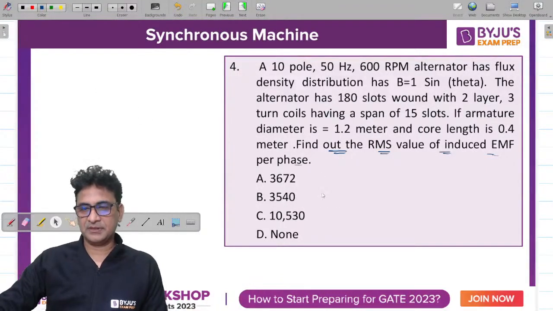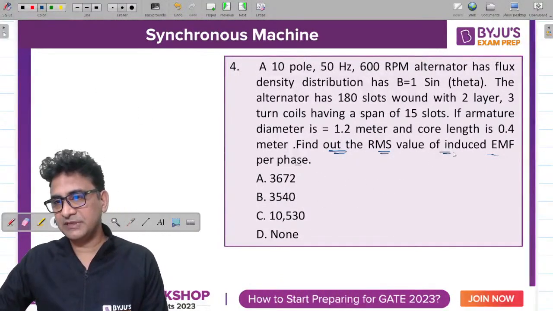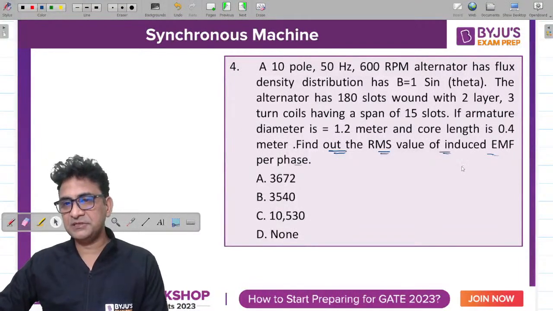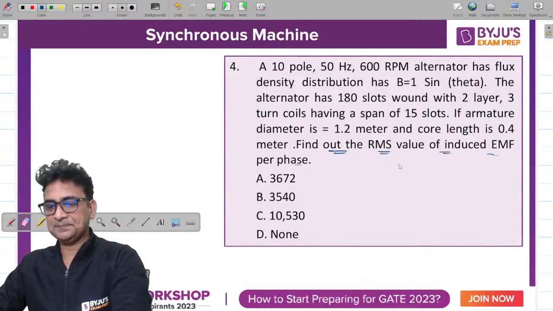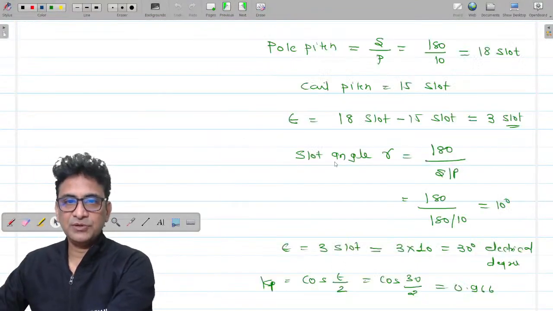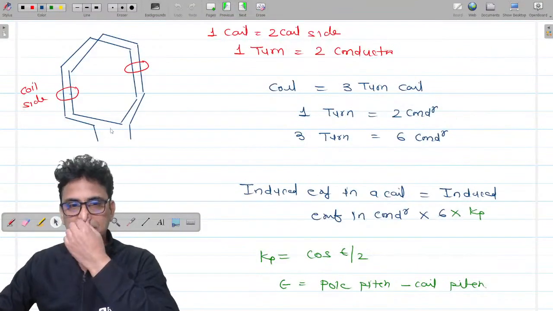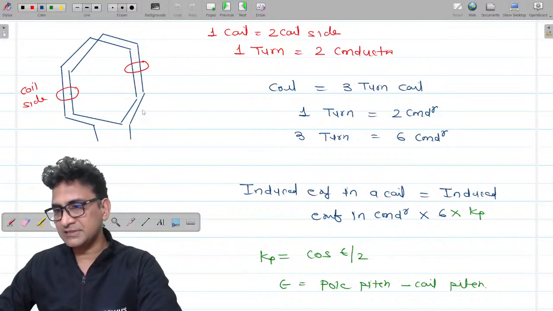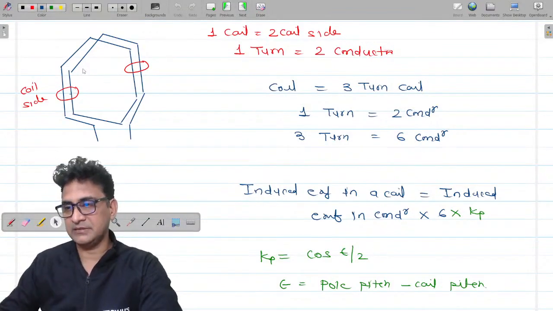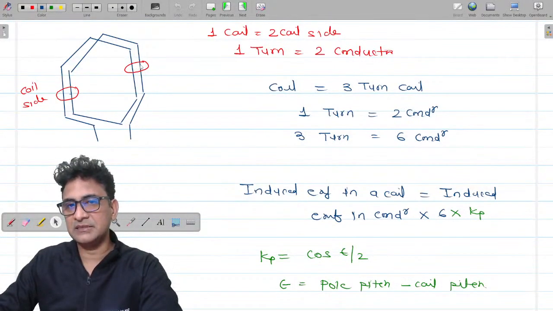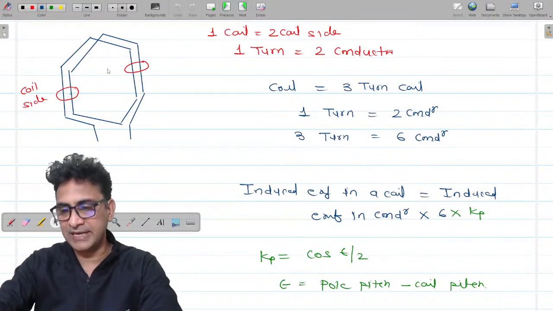See, if you are talking about the induced EMF per phase, whether you will use pitch factor as well as distribution factor into account or not. In an earlier question I told you about how the coil is formed. The coil has a large number of turns and each turn has 2 conductors. This is my single coil and every coil has 2 sides. This is one coil side and this is the other coil side.